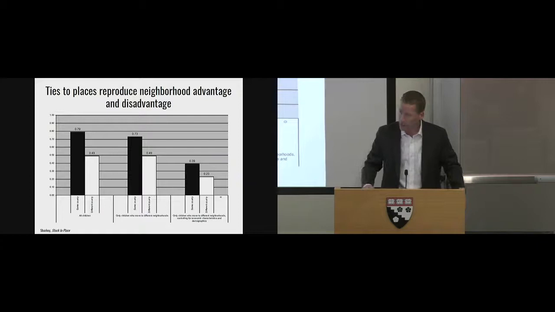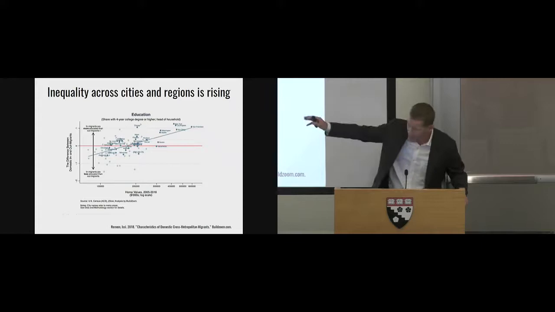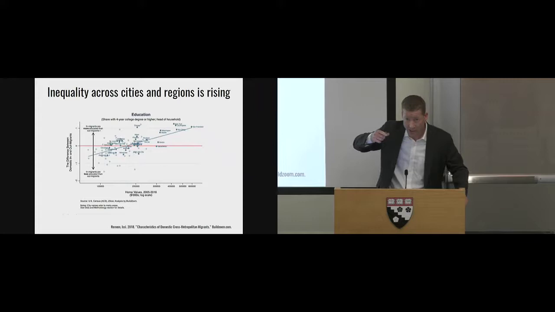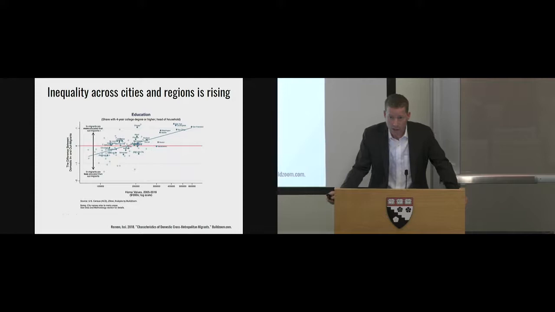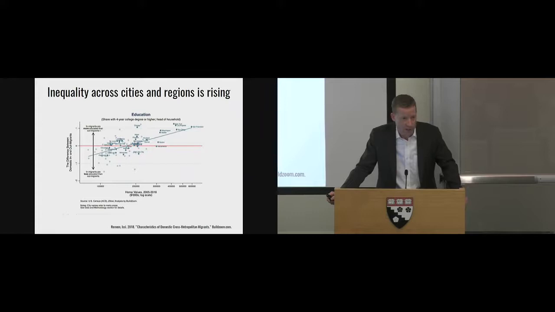That new, expanding, strengthening form of inequality is highlighted by a whole bunch of work. I like this graph, which you can't see, but the y-axis shows the difference between people who leave these cities and people who arrive, in terms of educational attainment. At the top of the graph are cities where the newcomers have much greater education than the folks who are leaving. And the x-axis is home values, okay? So this is telling us about this growing challenge of regional inequality, of superstar cities, and of the places left behind.